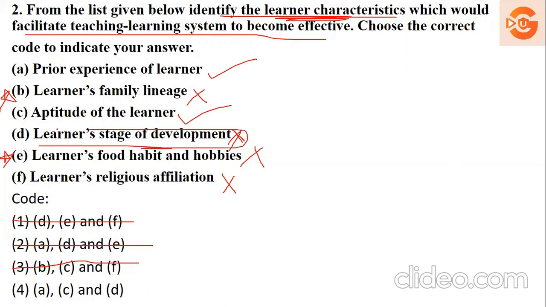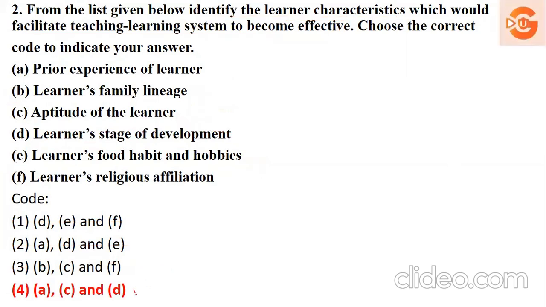Okay, so if you have a doubt about the stage of development, even then your correct answer is option number 4. So even if you are having a doubt that we are not confirmed about the stage of development, A and C are confirmed, and none of the other options have them, so you can go with this particular method. This becomes a bit easier.